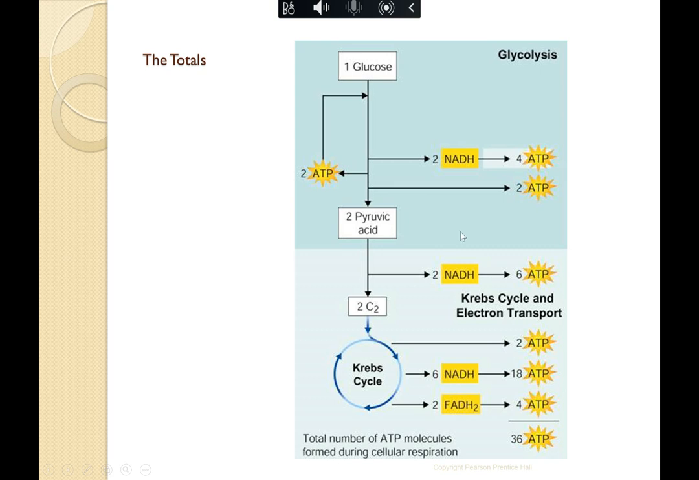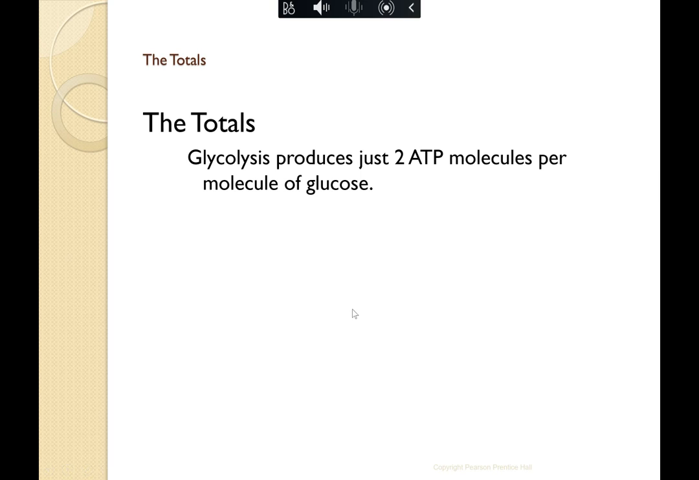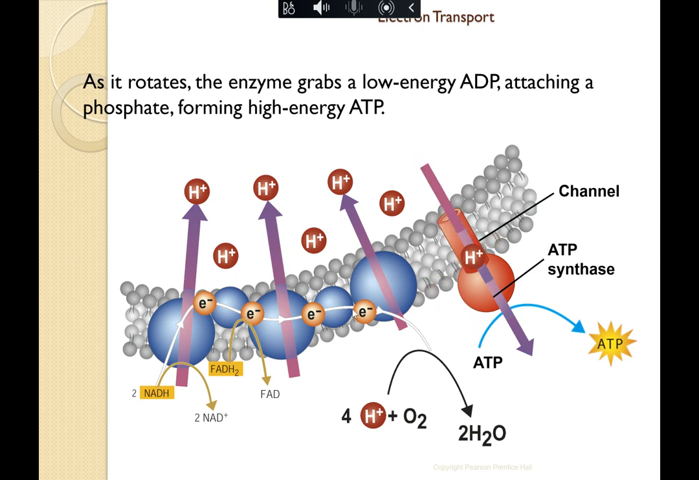Here's a nice look at what those totals look like. This is very much an estimate. It is approximately 36 molecules of ATP. About 34 are made during the electron transport chain. But again, that is just an estimate. I'll never ask you guys exactly how many molecules of ATP are produced. What you should know is that this is the part of the process that makes the most ATP.